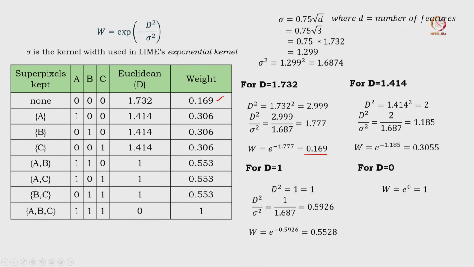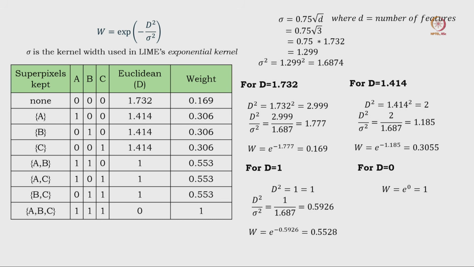In a similar way, now all of these have the same value, 1.414. For d equal to 1.414, d square is 2, then this fraction we are going to get this much, then e to the power of this value we are getting this. Since we are rounding off to the next number, we are getting 0.306. Next, for all of this we are calculating d equal to 1, we are getting this w. Finally, for d equal to 0, e to the power of 0 is 1. So, what we have done is, from distance we have calculated the weight.